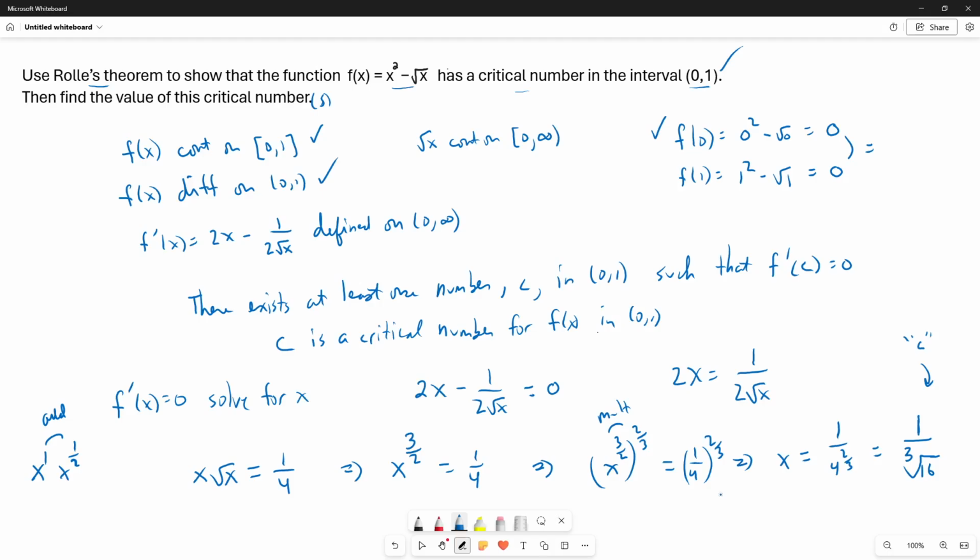And if we really want to get fancy with it, 16 has a cube root in it, namely 8. And so this 8 can come out. The cube root of 8 is 2. So 2 times the cube root of 2, we could plug that in for our 16. So the C value is 1 over 2 times the cube root of 2.